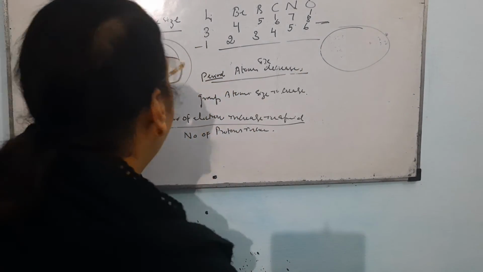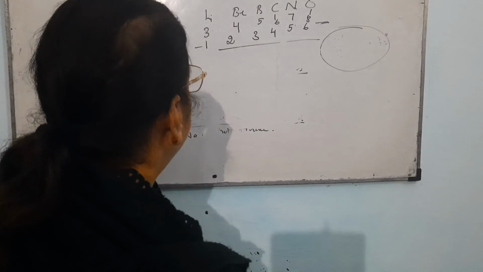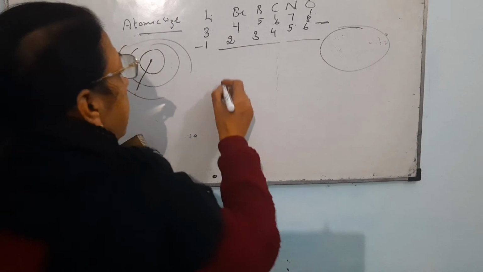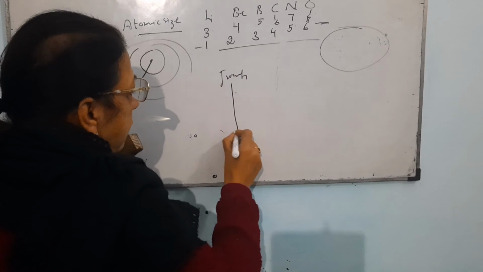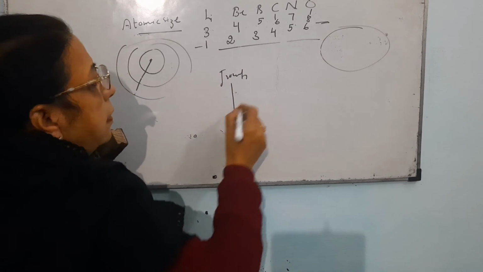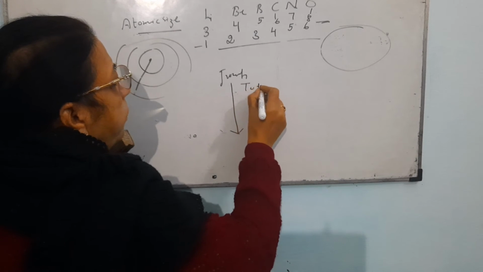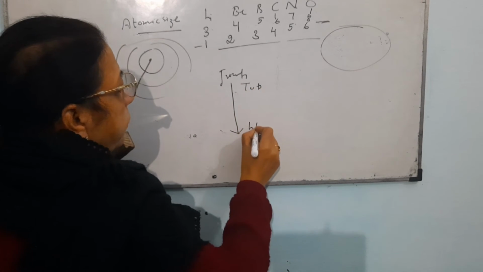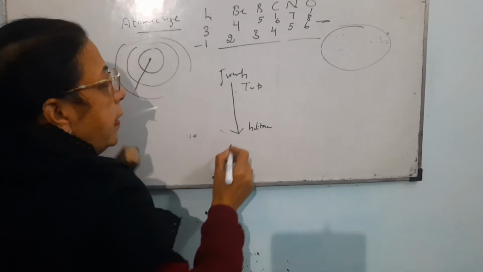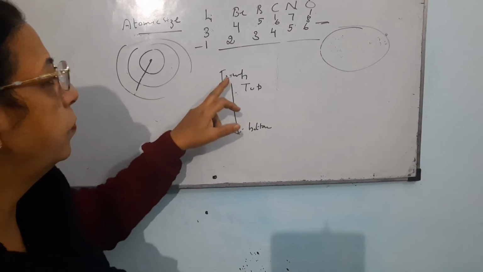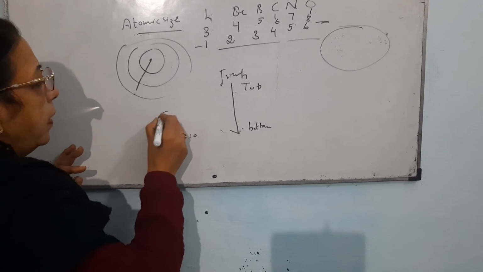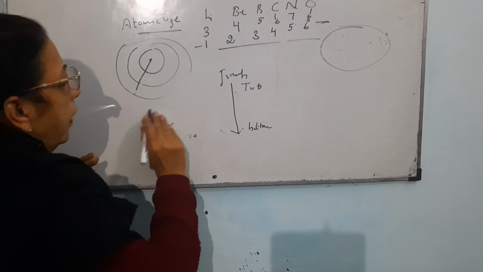But when we move in a group, there will be an increase in atomic size from top to bottom. Why is there an increase in size while moving in a group? Because the number of shells is added.